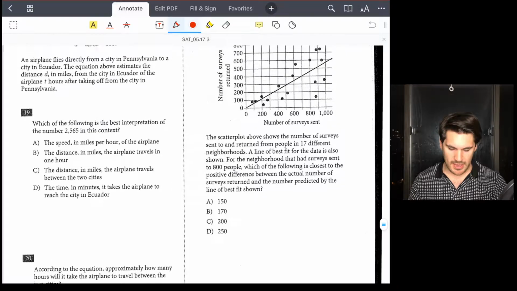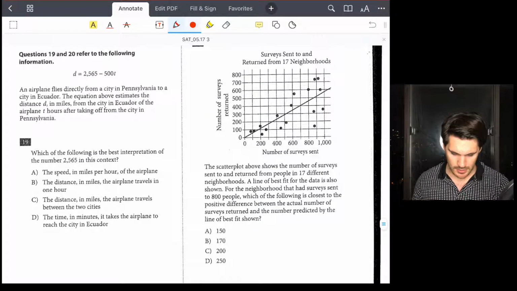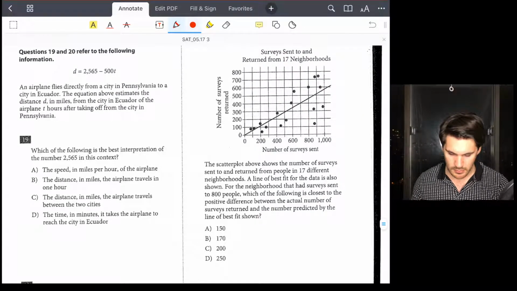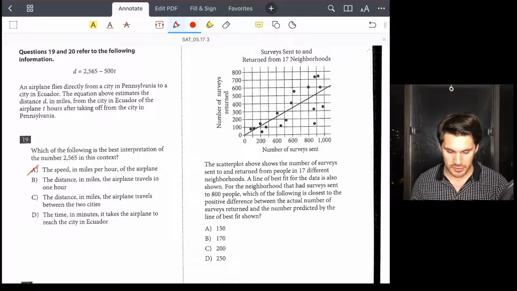Okay, let's check out now number 19. Which of the following is the best interpretation of the number 2565 in this context? So remember, this is the constant, right? So it doesn't change. So let's see what does change. Will it be the speed? Well, no, we weren't told that this is anything at all about the speed, right? And speed usually changes, so this wouldn't really make sense for it. The distance that the airplane travels in 1 hour. So that doesn't really tell us anything either, right? Because if t equals 1 hour, so if t equals 1, we're not going to get 2565. So that can't really be it.